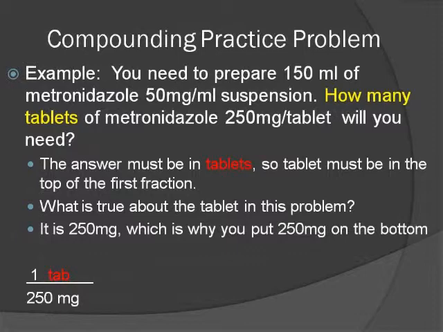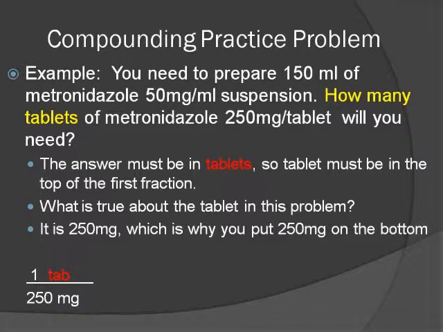Now let's look at a compounding practice problem. In this example, we need to prepare 150 milliliters of metronidazole, 50 milligrams per mL suspension. Just as a side note, metronidazole is an antifungal. It is the generic for Flagyl, and it's not available as a suspension in this case, so we're going to use tablets to make a suspension. The 50 mg/mL, just to get the correct interpretation of what that means, is for every 1 milliliter, there's 50 milligrams of that drug.